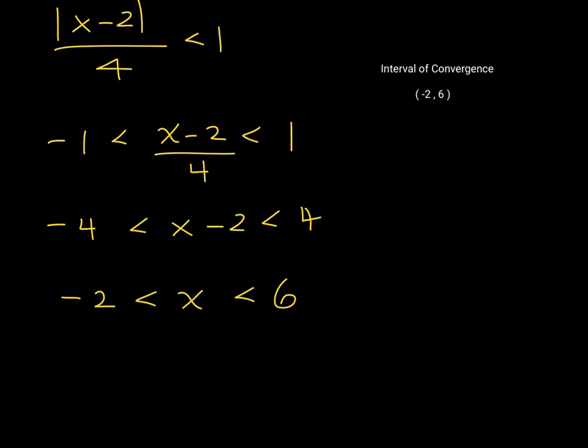But what we still need to do is test the endpoints. What about at -2, and what about at 6? Does the power series converge at the endpoints? It can converge at one endpoint and not the other. It can converge at both endpoints, or it can converge at neither of those endpoints. So that's what we need to figure out. The way we're going to do that is to plug these endpoints into our power series one at a time and investigate.